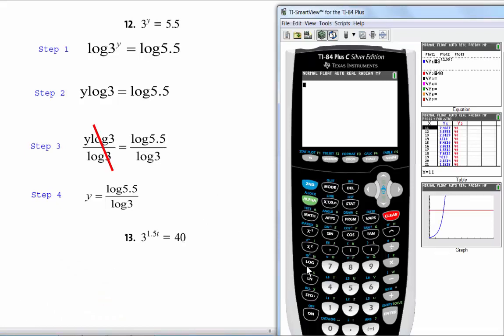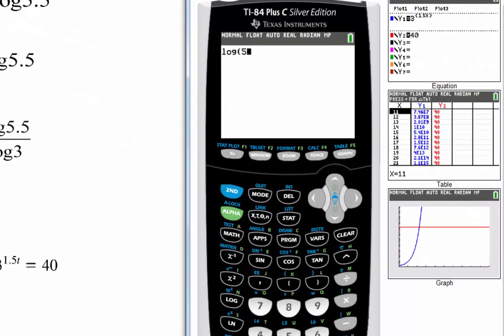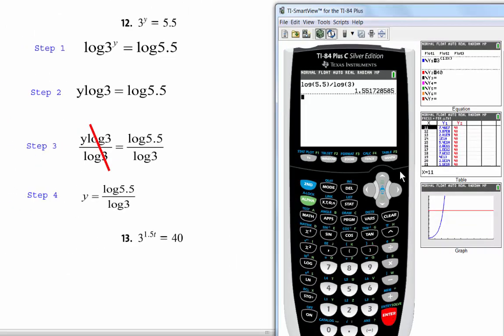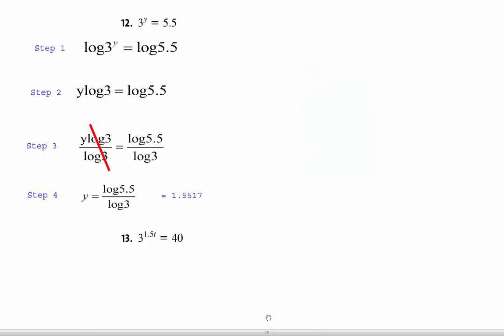So I'll enter log base 10 of 5.5 divided by log base 10 of 3, and I'll press enter. So it looks like my answer is 1.5517 if we round to 4 decimal places. And there's our solution. So now I'd like to try and solve this same problem a second way.